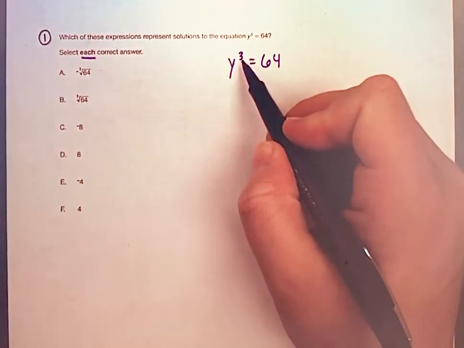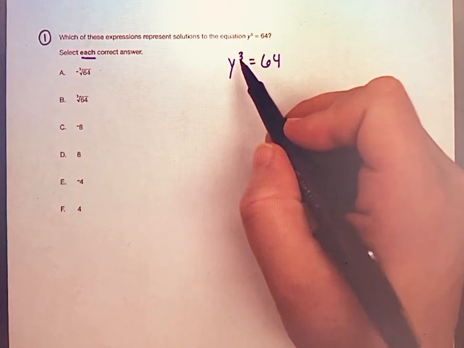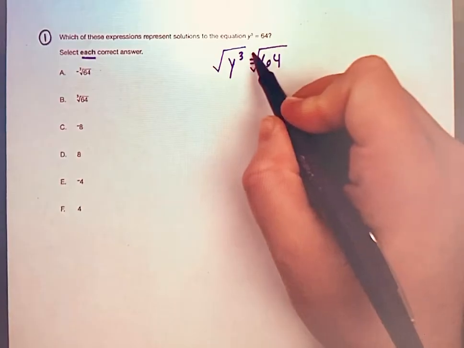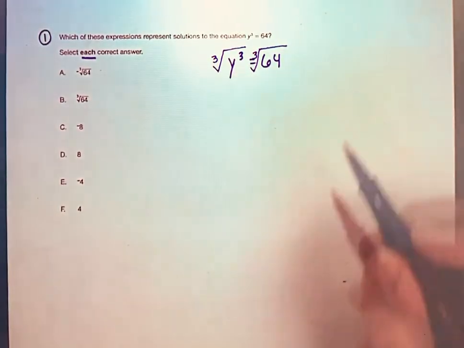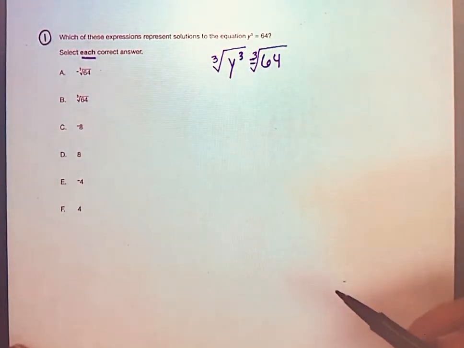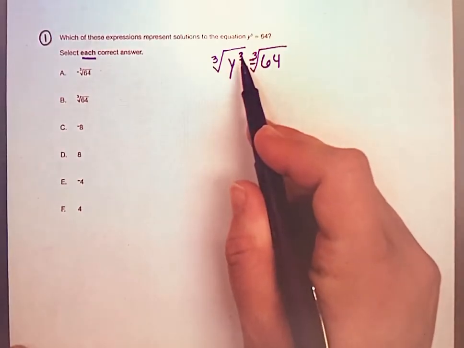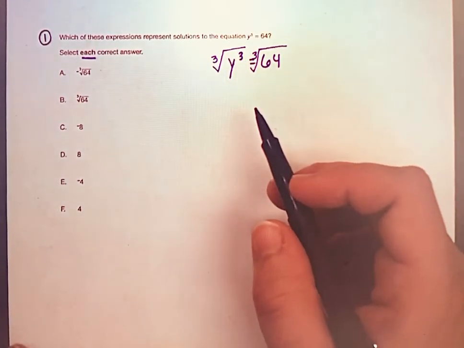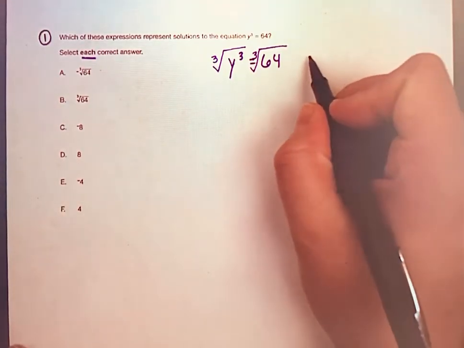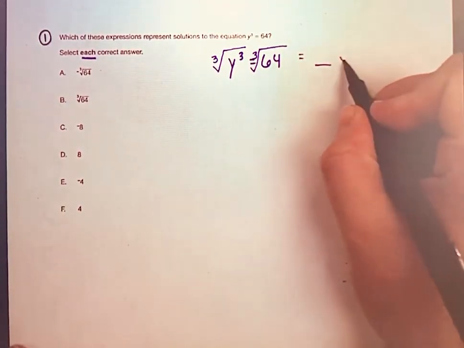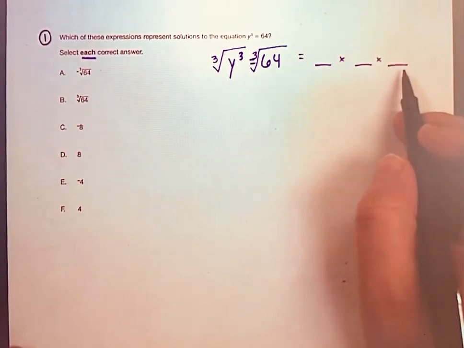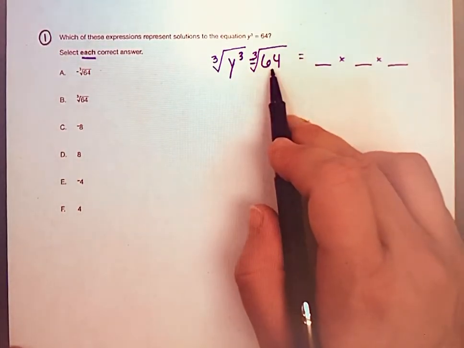What is the opposite of going to the third power? The opposite of going to the third power is to cube root it. Remember, we have square roots and we have cube roots. If this was y to the second power, we would square root it. But it's y to the third power, so we're going to cube root it, which means we're looking for a number that can be multiplied by itself 3 times to get us 64.